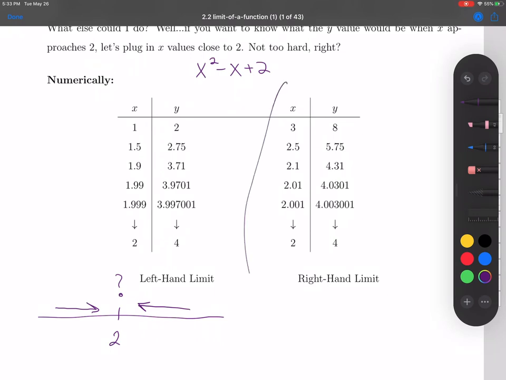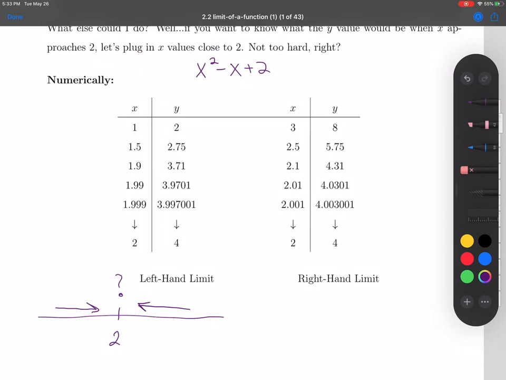So you guys can see that over here. On this other side, I'm going to circle it. I have my right-hand limit. I start at 3, then I work my way down to 2, right? 2.5, 2.1, 2.01, 2.001, and then finally to 2. And what we can see here is that our y values are also getting close to 4.